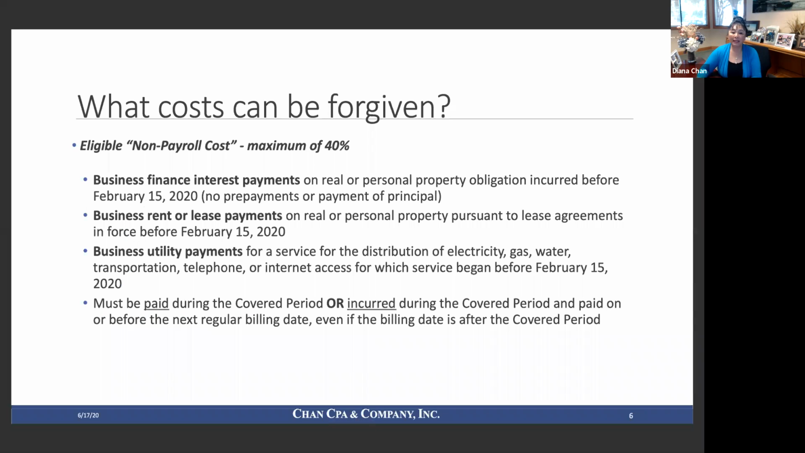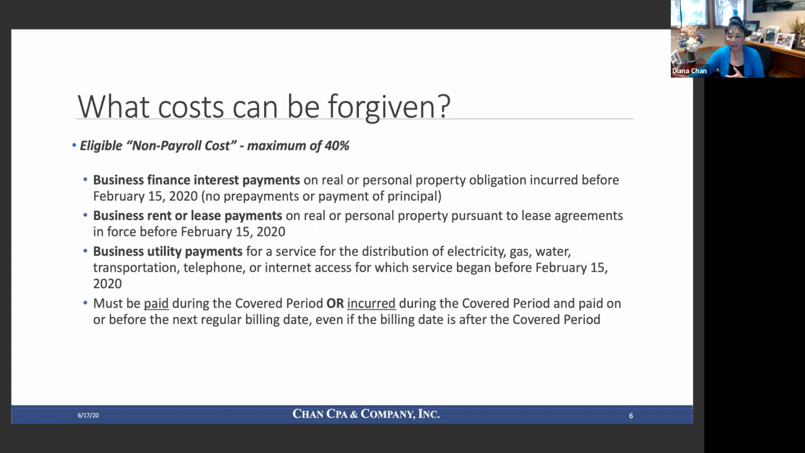What additional costs can be forgiven? This is the remaining 60% minus 100% is 40%. So now they changed the non-payroll cost from 25% to 40%, where the maximum amount could be 40%. So this is going to include business finance interest payments on real or personal property. That could be if you owned a building, the interest amount of that building that you paid would be included in this maximum amount of 40% for a 24-week period of time.